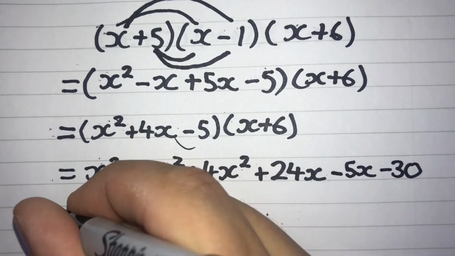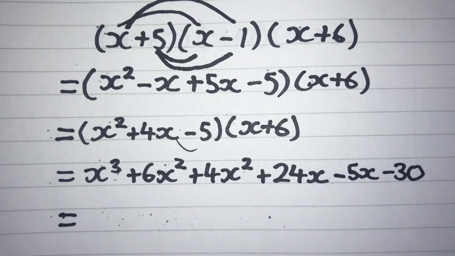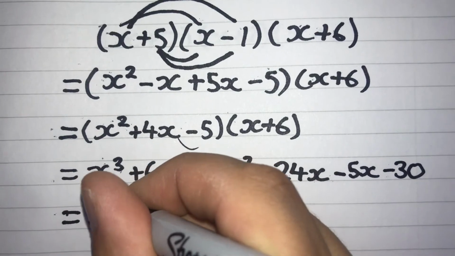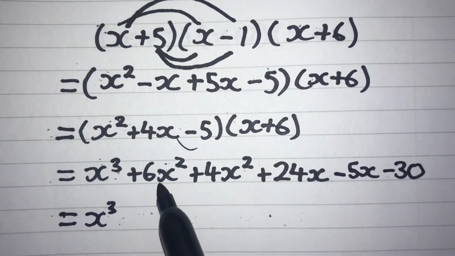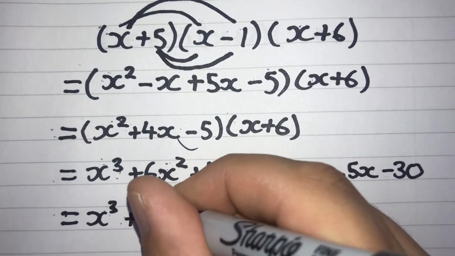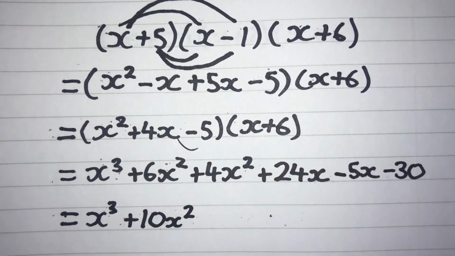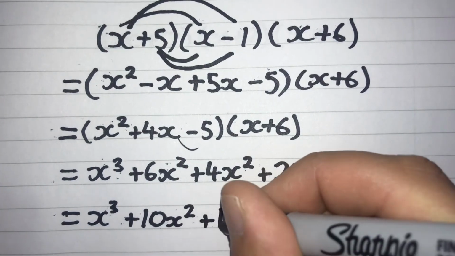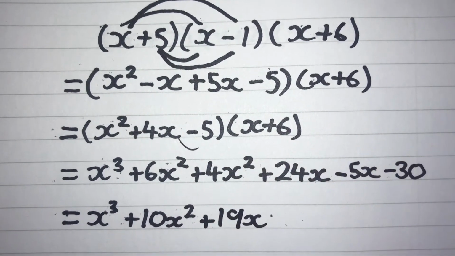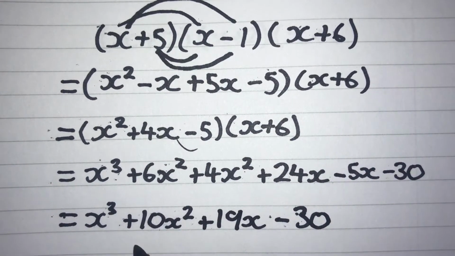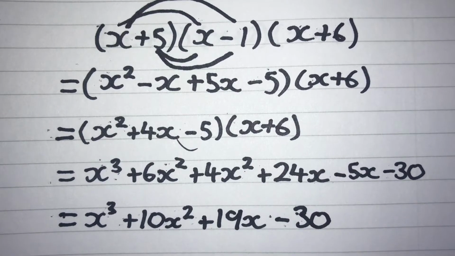Now we want to collect our like terms again, just to finish off. So checking our x cubed terms, we've only got one of those, so we leave it as it is. We've got our x squared terms, a 6x squared and a 4x squared. Add those together, we get 10x squared. We've got our x terms, a 24x and a minus 5x. 24 minus 5 gives us 19, so we have plus 19x. And we have this minus 30 on the end. So our final answer will be x cubed plus 10x squared plus 19x minus 30.